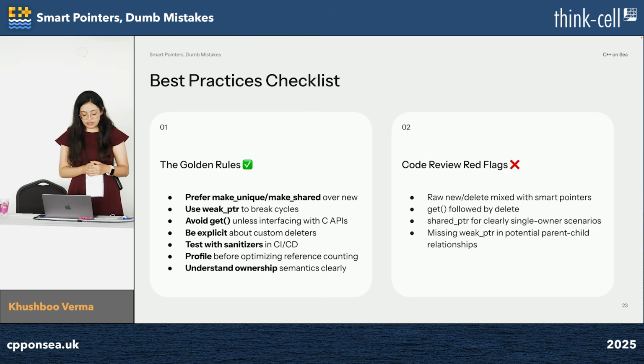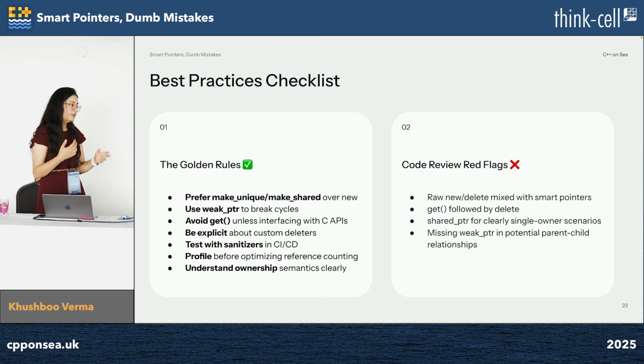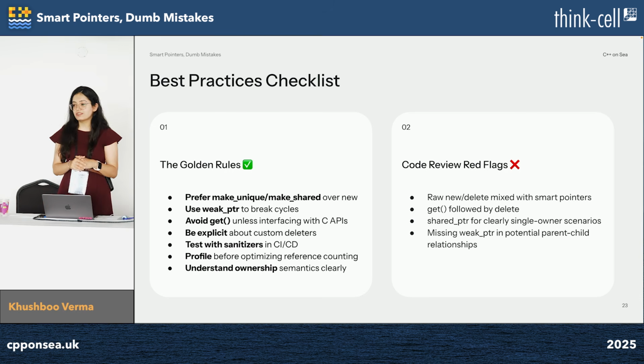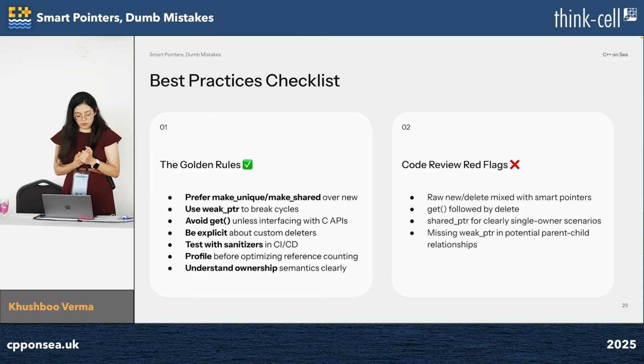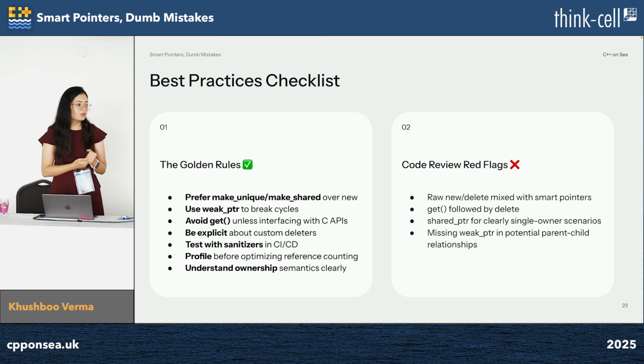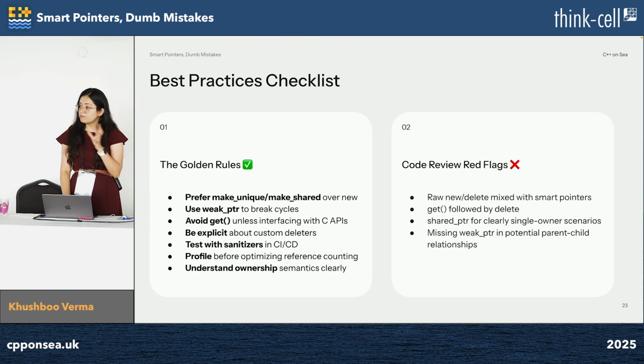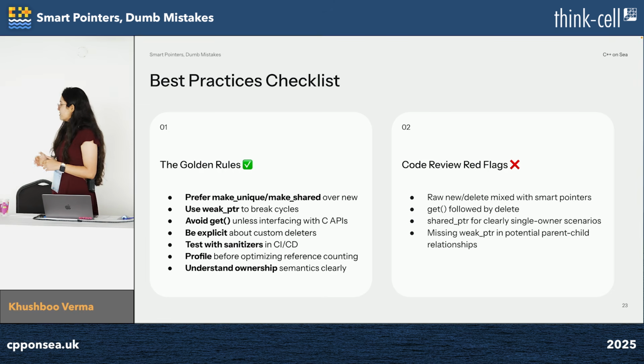And whenever you're using get, only use it with C APIs, because as we saw in a couple of examples, if you're trying to use get with unique pointers or shared pointers, double deletion or more error scenarios can happen. So avoid using get wherever possible, and be very explicit about custom deleters. You need to know when it is being used, what exactly it is doing, and a proper cleanup needs to happen. And in your CI/CD pipelines, add sanitizers.